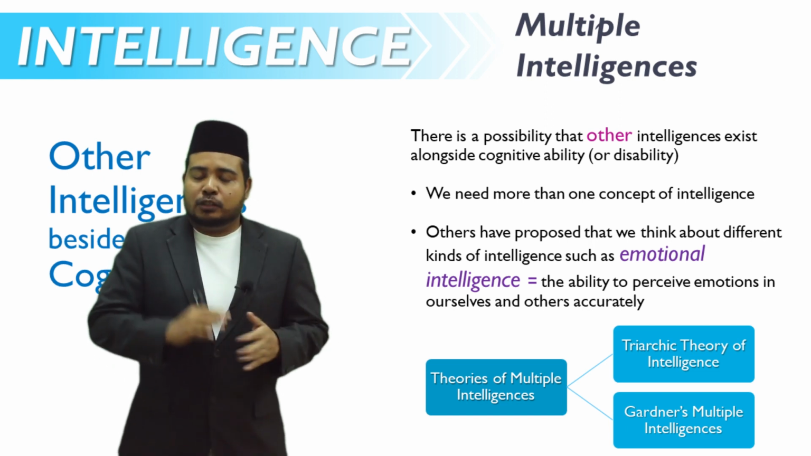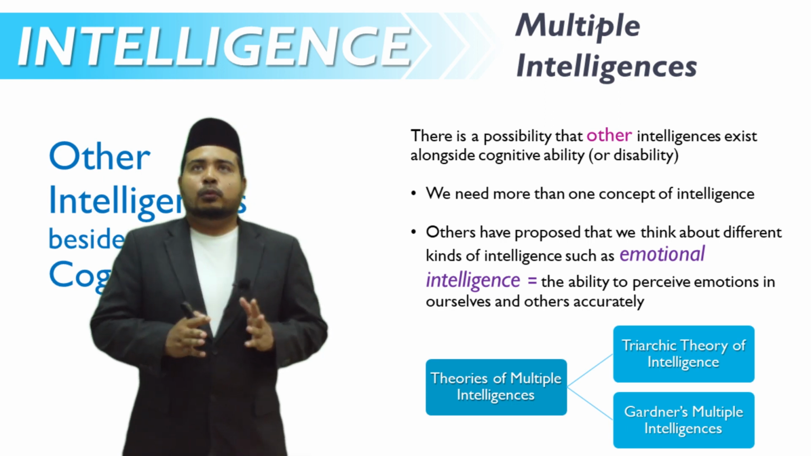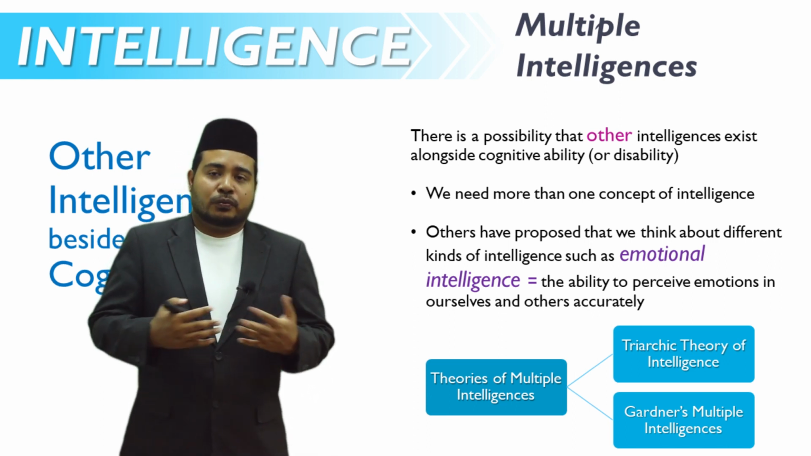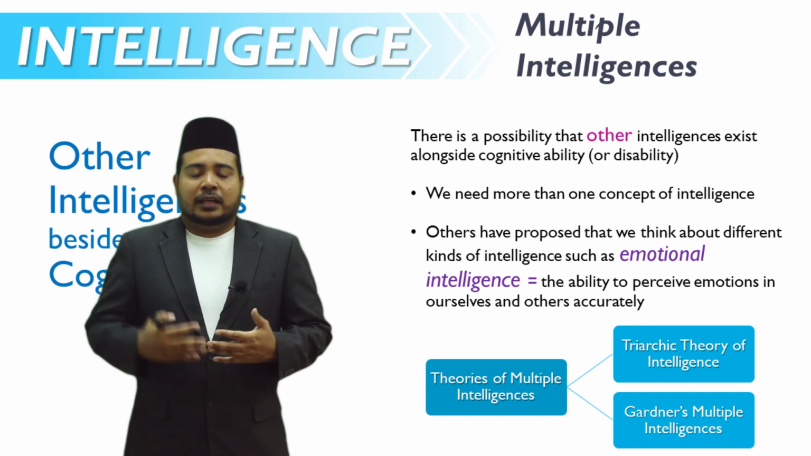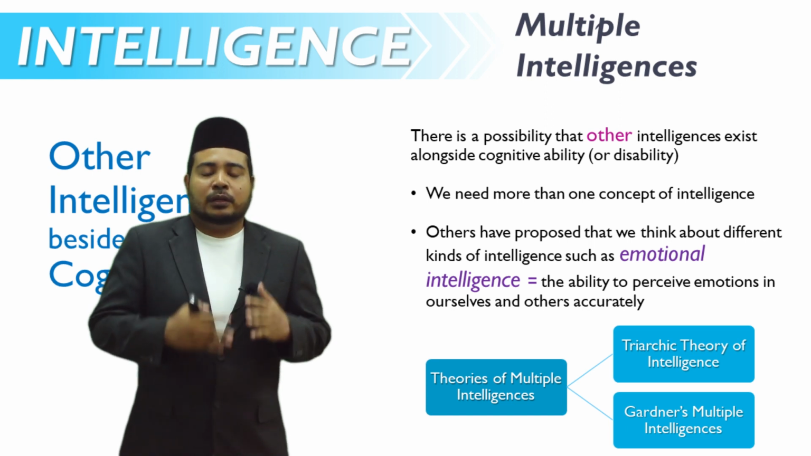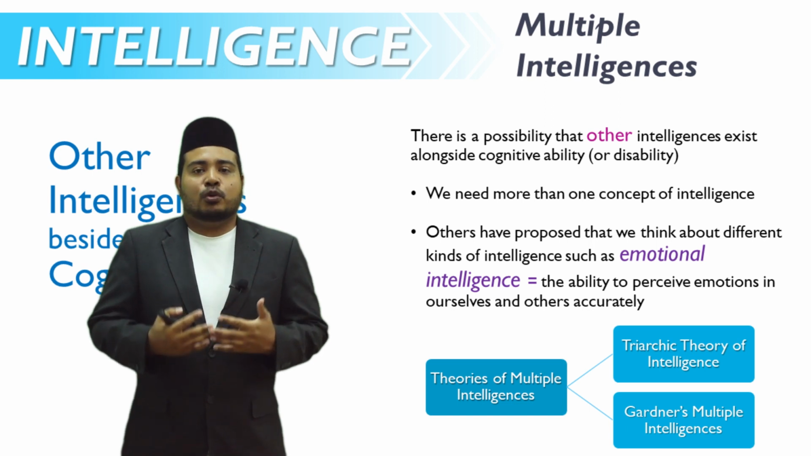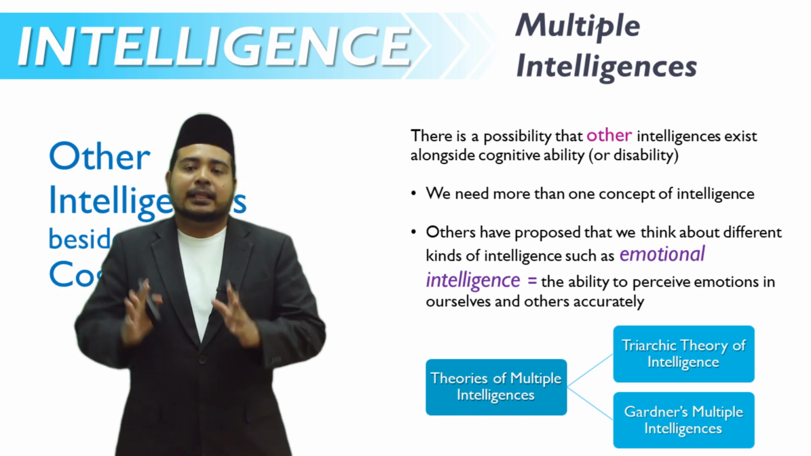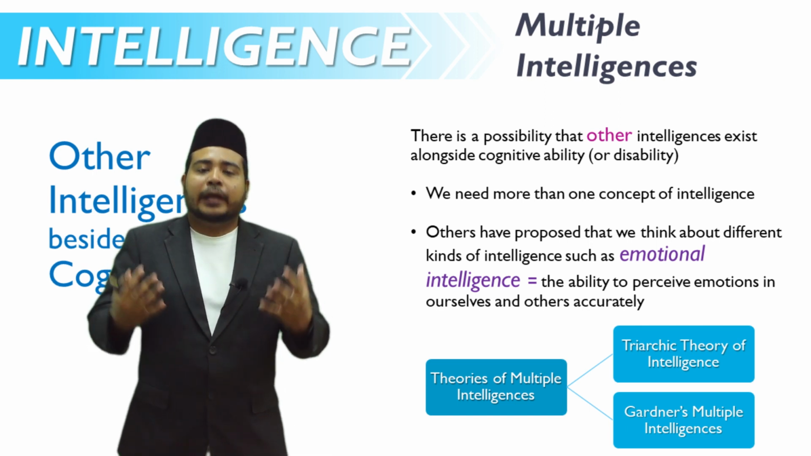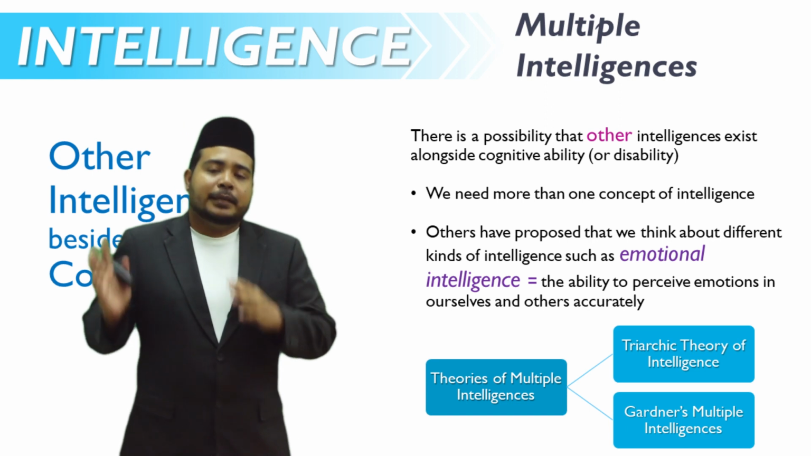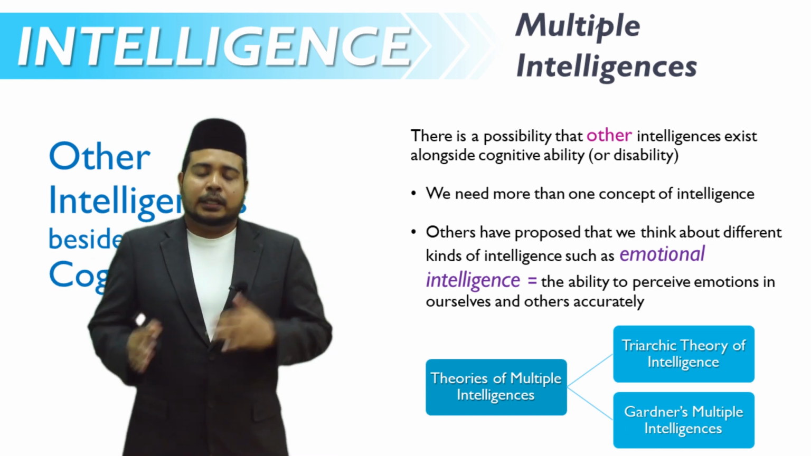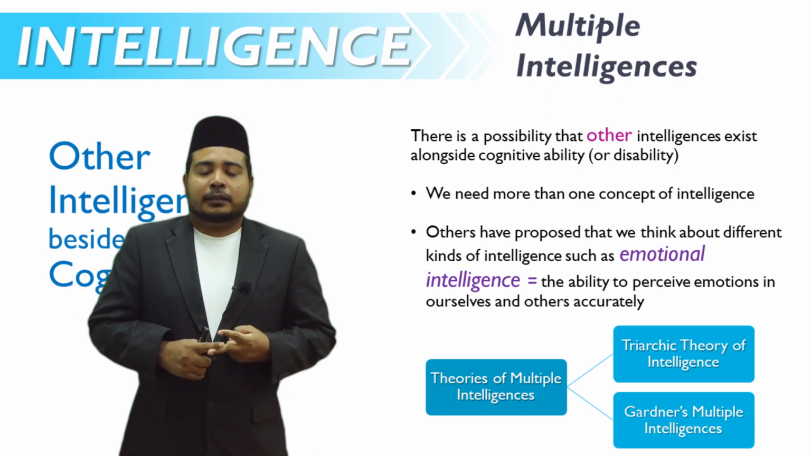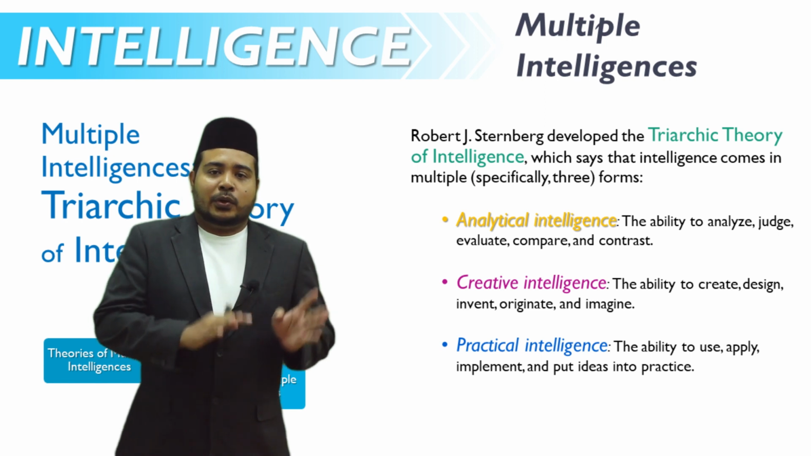Okay, so what is emotional intelligence? People started to think that there are people who have average levels of mathematical skills, average levels of language proficiency, average levels of reasoning and critical thinking, but they are very successful in what they are doing. Why? Because they judge emotion much better. So emotional intelligence refers to the ability to perceive emotion in ourselves and in others accurately. Okay, so people started to pay more attention to other types of intelligences besides cognitive ability. Among theories proposed in line with multiple intelligences are Sternberg's triarchic theory of intelligence and Gardner's multiple intelligences. So let's look at the triarchic theory of intelligence.